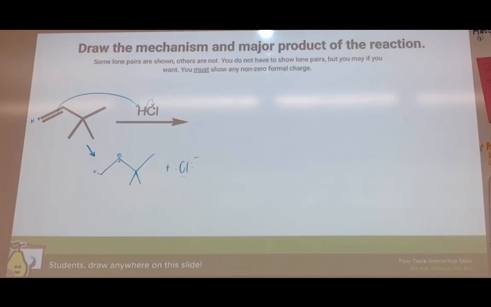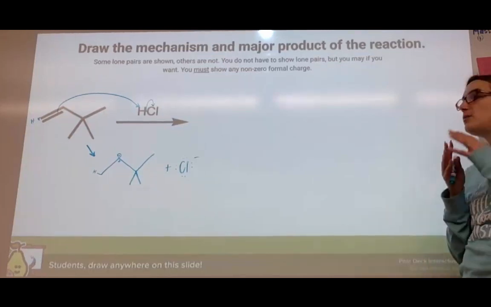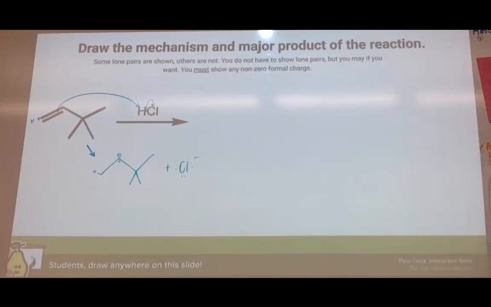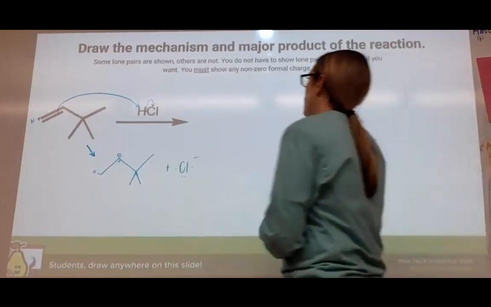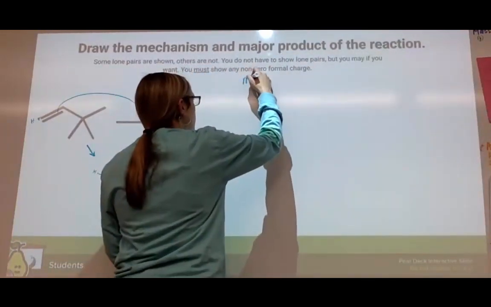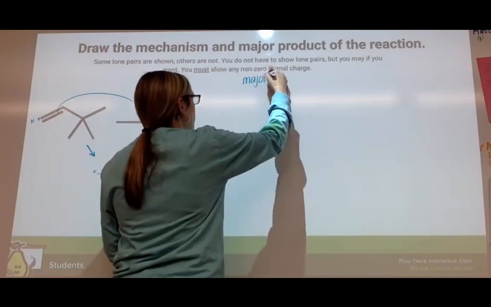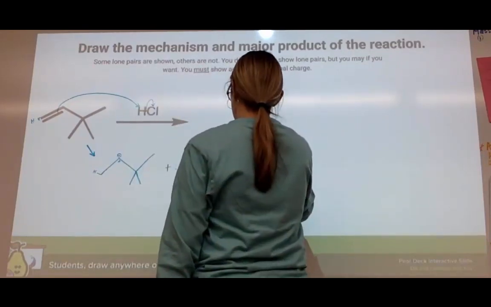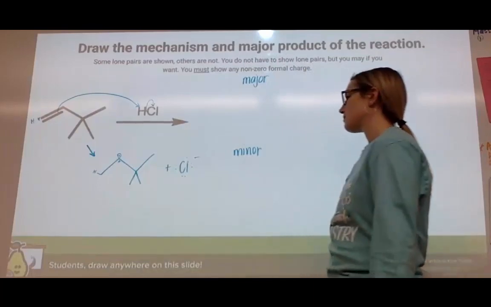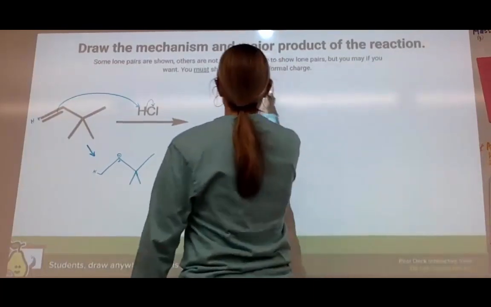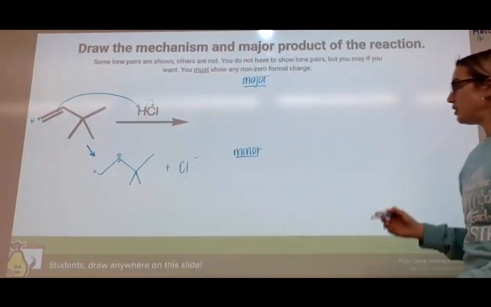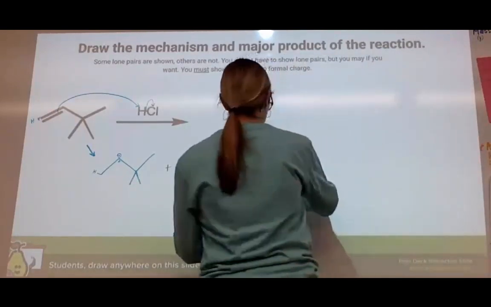No. So a rearrangement could occur. Right? We could have a rearrangement. When you have the potential for a rearrangement, you actually have two possible products. We have the major product, and we have the minor product. I'm going to show both of them and how we get both of them. The minor product assumes that no rearrangement occurs.